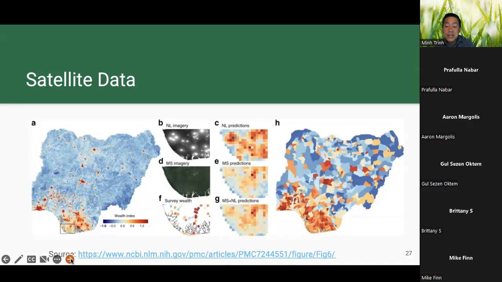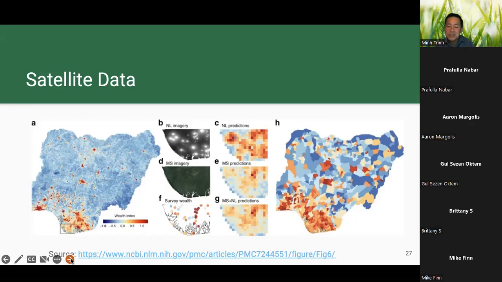You have the NL, the nighttime light imagery. These are the clusters of lights that you see at night. MS imagery, the multispectral imagery, and then you have the survey data for wealth. But you see, it doesn't cover the whole country. It covers only some areas, and that's how you build the model: you try to relate the survey wealth to the imagery data.